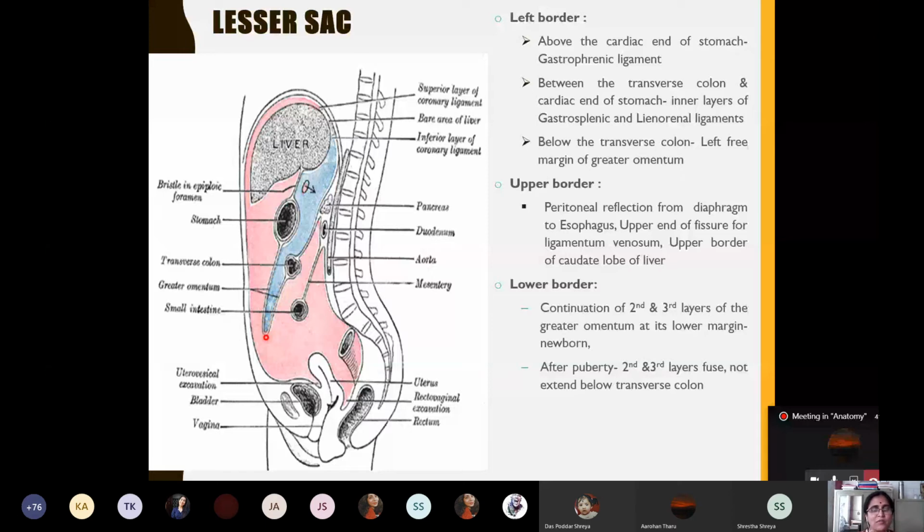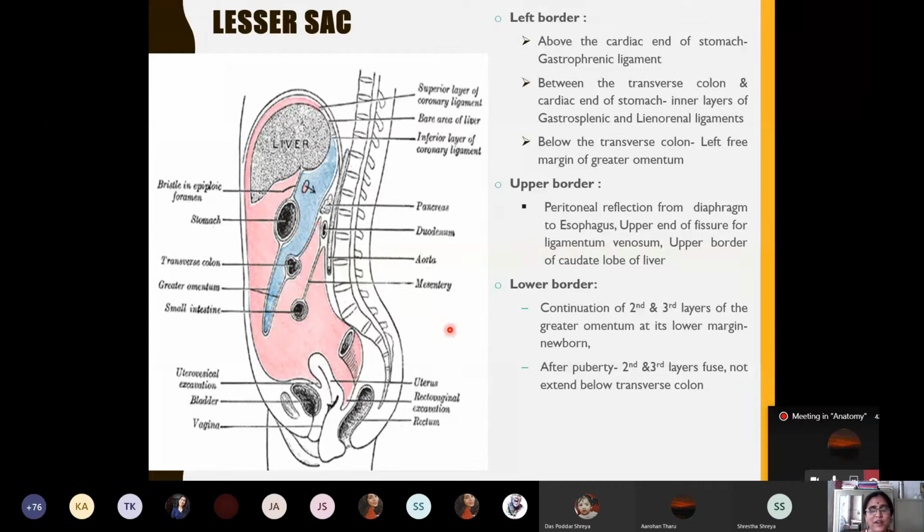And this continuation of the second layer with the third layer will persist till which age? The first layer, second layer, third layer and fourth layer all fuse at the period of puberty and form a thin transparent membrane. What is the name of this thin transparent membrane laden with abundant fat suspended from the greater curvature of the stomach? Greater omentum. Greater omentum.